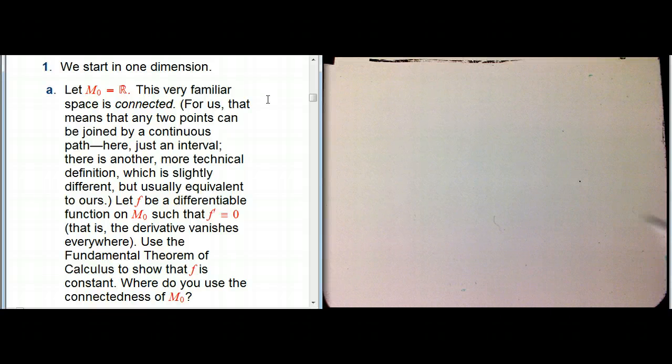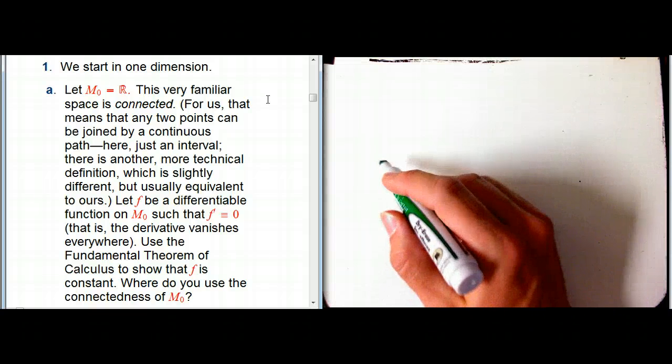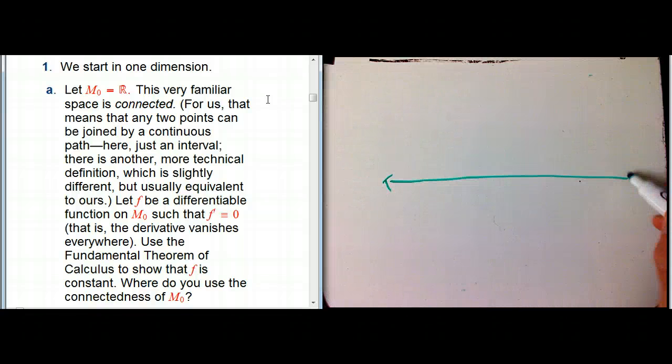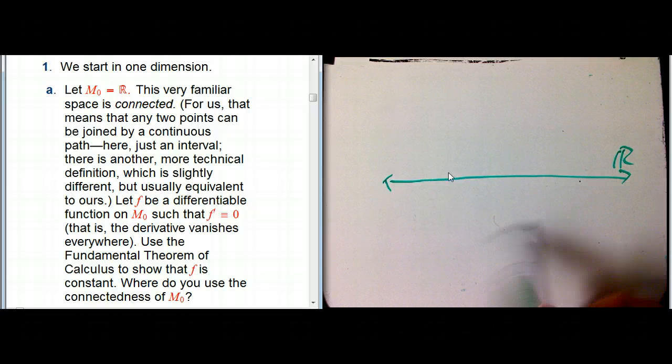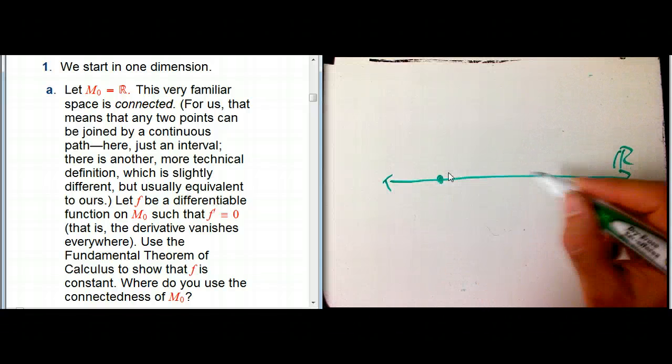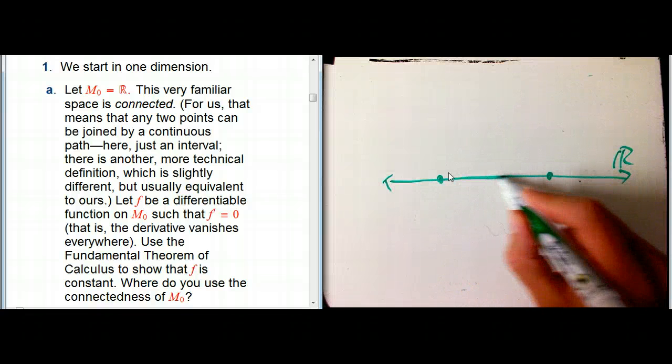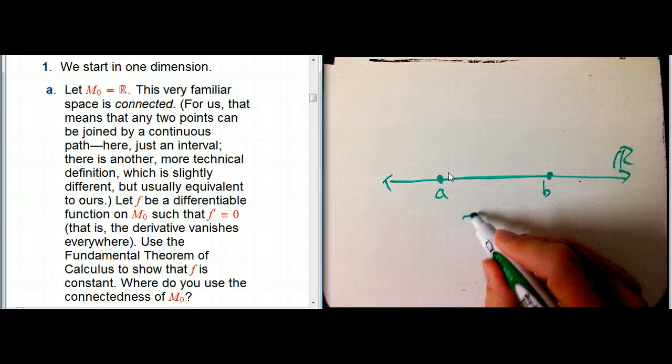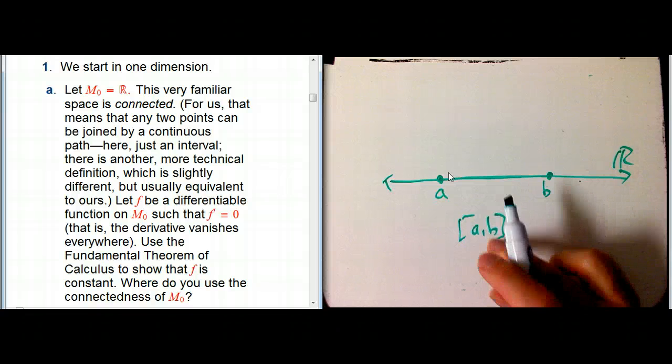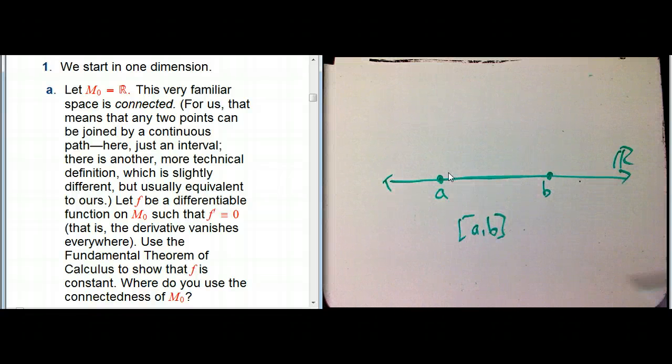So we start in one dimension. Our first manifold, we call it M sub 0, M naught, is just the real line. A very natural place to live, coming from one variable calculus. This is a connected space, and it has just one piece. And to be more precise, any 2 points can be joined by a continuous path. Well, duh. It's an interval, A and B, and it's the interval AB. In a bigger space like R2 or R3, it's a little more interesting.